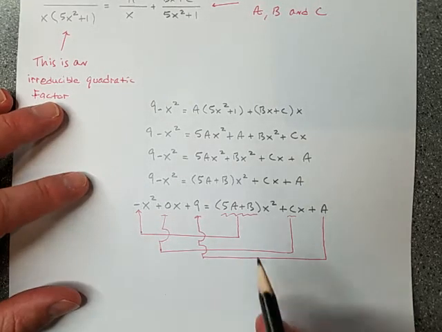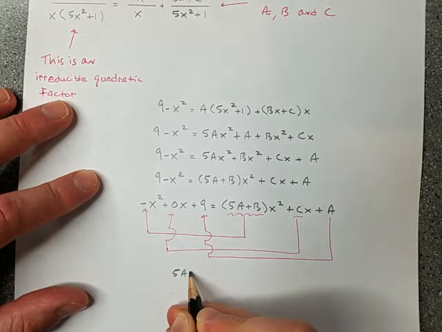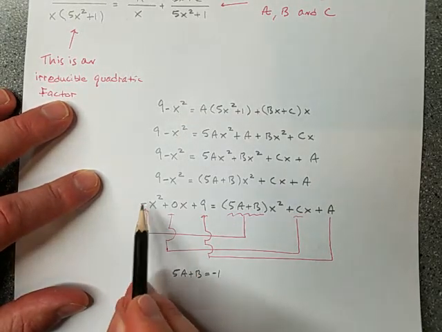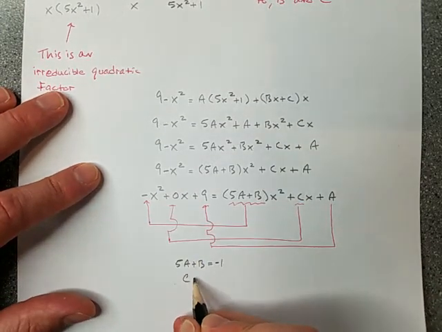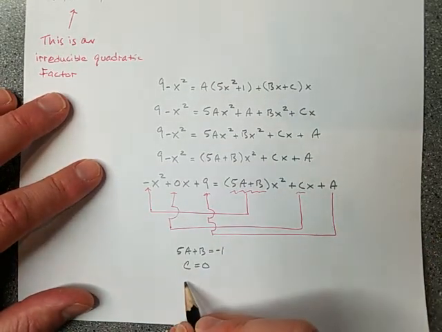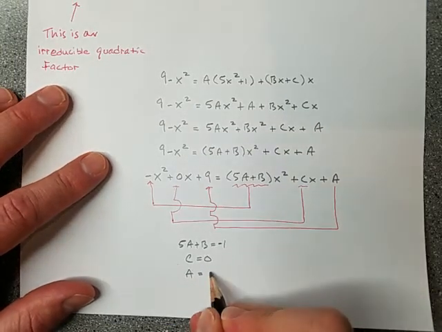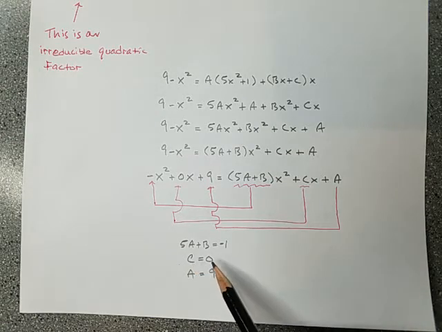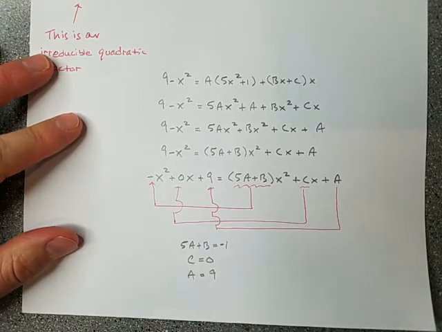That becomes linear equations. I get one at a time. 5a plus b has to be this number, -1. c has to be this number, 0. And then a has to be that number, 9. Okay? So I've got two of my answers right away. c is 0, a is 9. By substitution of a, I can find b pretty quickly.